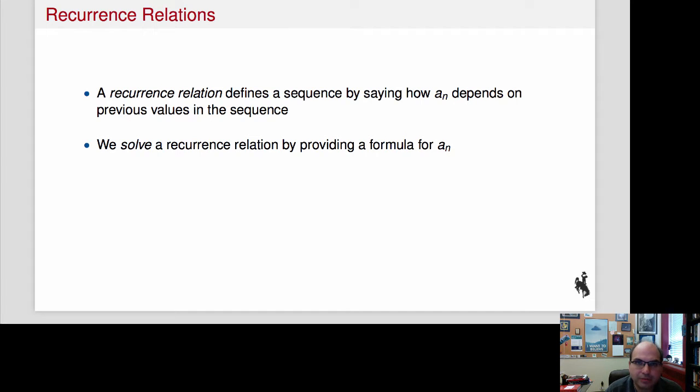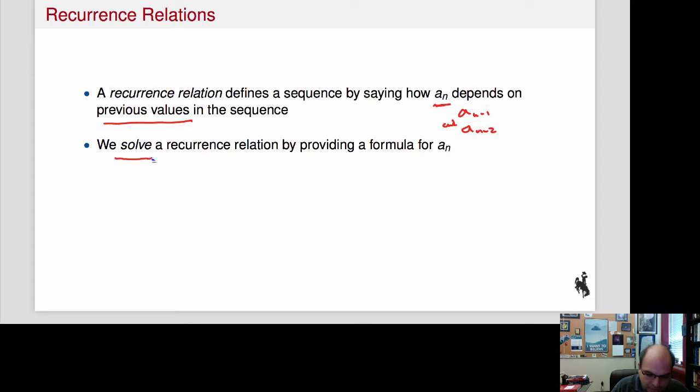So we've run across recurrence relations already, and like I said, those are basically recursive definitions. And what we have here is that in a recurrence relation, a sub n depends on previous values in the sequence. So it could depend on a sub n minus 1, or it could depend on a sub n minus 1 and a sub n minus 2, or it could depend on a sub n minus 4, or whatever, right? It just depends on some previous values in the sequence, okay?